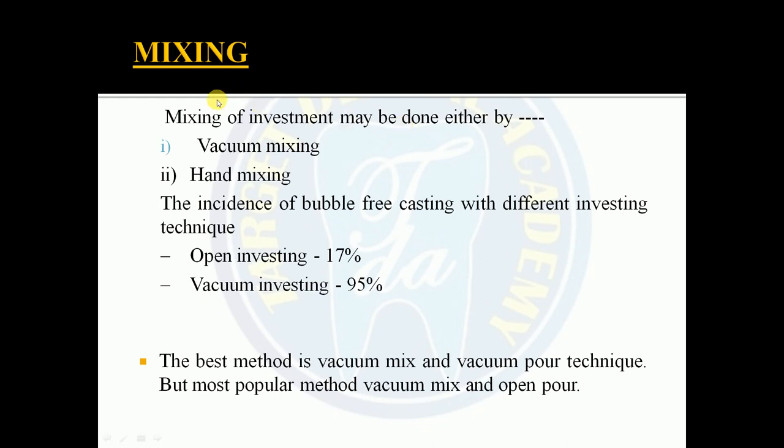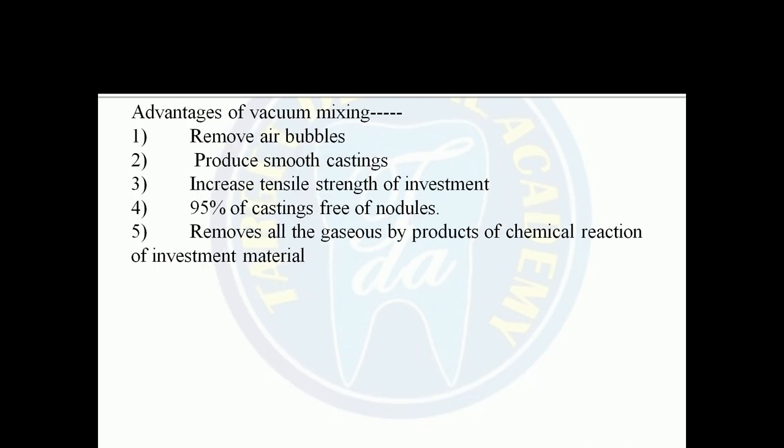Coming on to the mixing part. Mixing, as I've already told you, is either hand mixing or vacuum mixing. The incidence of bubble-free casting with open investing is 17%, and vacuum investing 95%. So the best method is vacuum mix and vacuum pour technique, but the most popular method is vacuum mix and open pour because it is bubble free. Why are we using a vacuum mix or vacuum pour technique? Because we don't want bubbles to be incorporated into the mix.